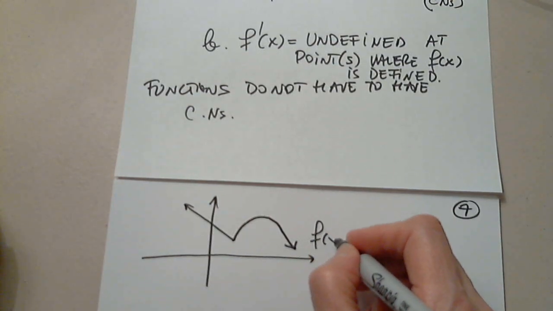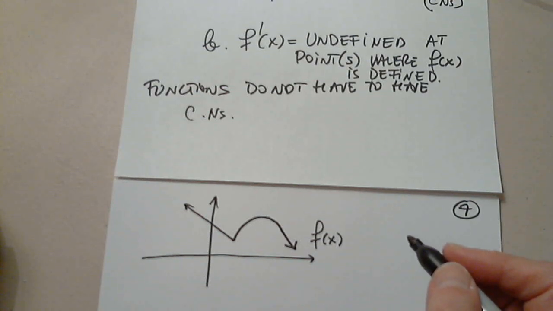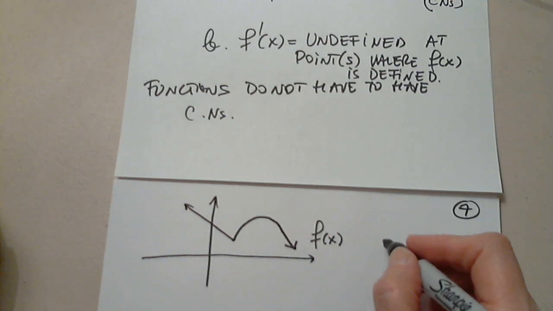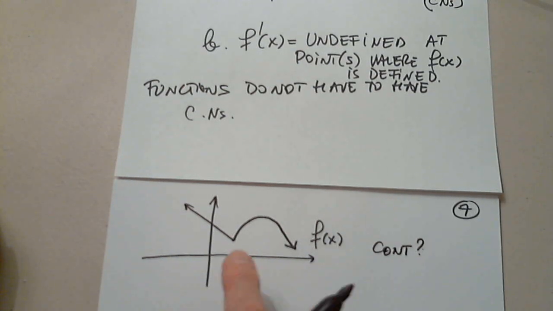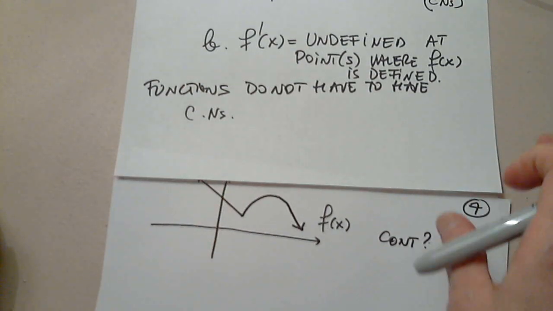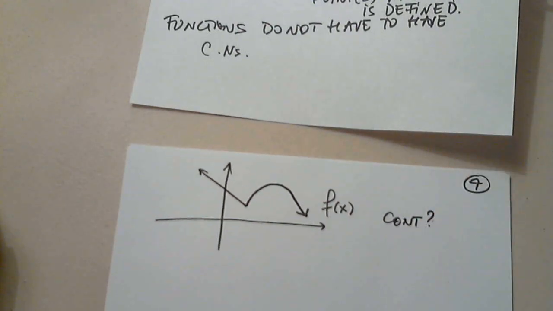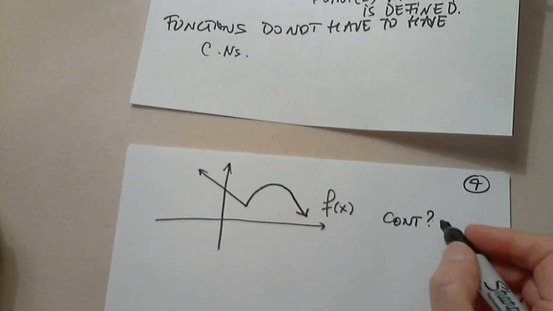So this is our f of x. Is this function continuous everywhere? Anyone? No, it is not. Continuous. Yes, it is continuous.